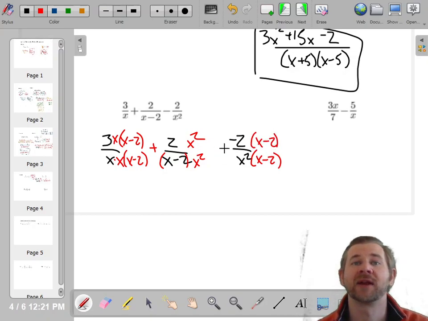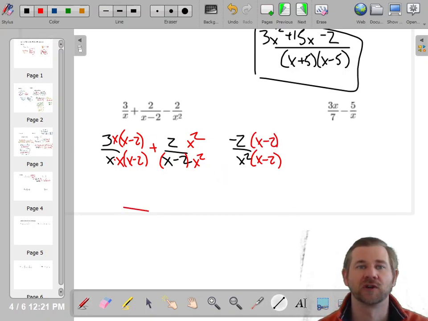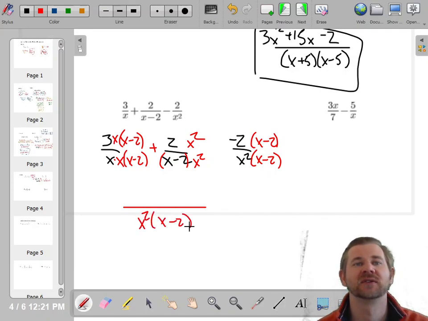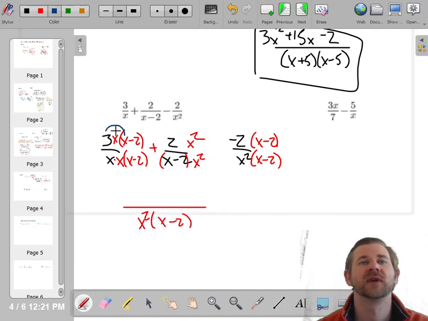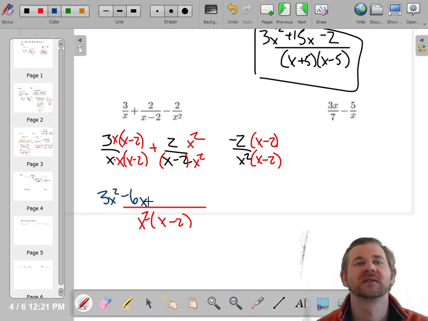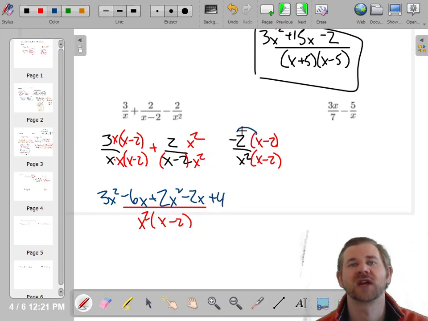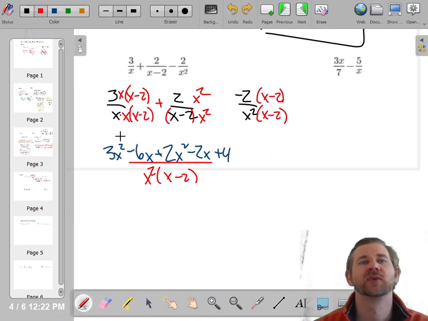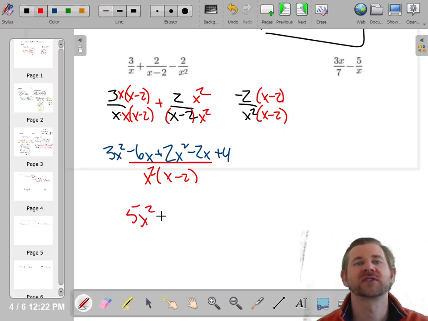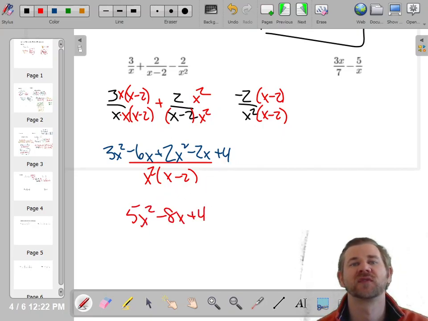So the common denominator has to be between all of the terms. So it's x squared times x minus 2. What's in the top? 3x squared minus 6x plus 2x squared, that's just 2x squared, and then minus 2x plus 4, because you got to distribute. Combine like terms, 3 plus 2 makes 5x squared, negative 6 and negative 2 make negative 8, and then you got a plus 4.